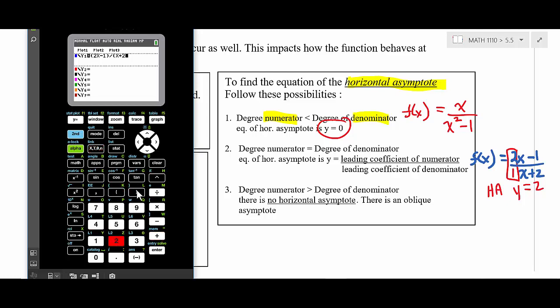So let me ask you a question on this. Where do you think there's a vertical asymptote on that problem? There's one vertical asymptote. Where do you think? -2, right. Okay, the function's undefined at -2. Now the horizontal asymptote's y equals 2.